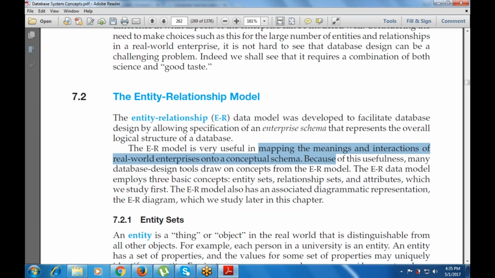Then what are the various attributes of that entity? For example, if I'm talking about the teacher, what is the teacher ID? What is the teacher address? So these are the various attributes which we studied earlier also. And the ER model has an associated diagrammatic representation also.